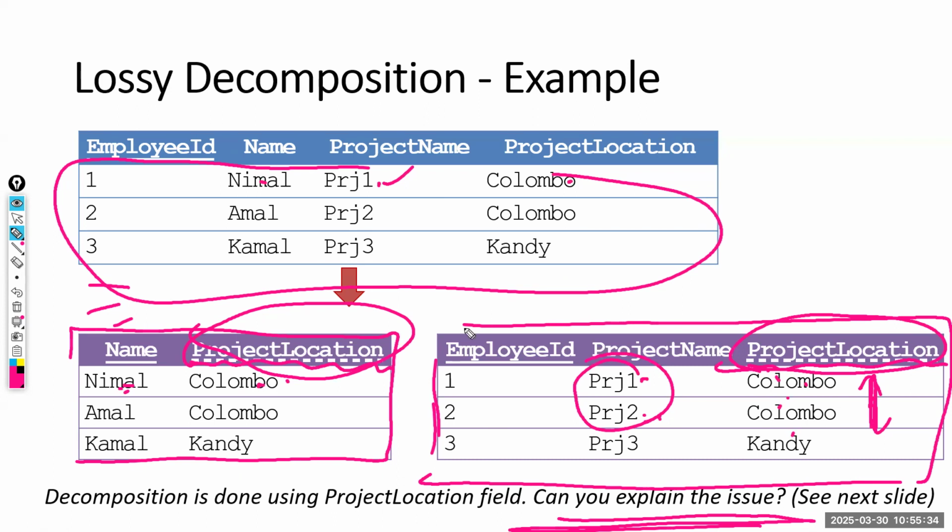By looking at the data through these two tables, we get a different view. Now what we can say is Nimal is either working for project 1 or project 2. But in reality, Nimal used to work in project 1. So these two now give two different views of data, so this is not going to represent the original. There's an integrity issue here. Therefore, this is a lossy decomposition. I hope you got the issue.